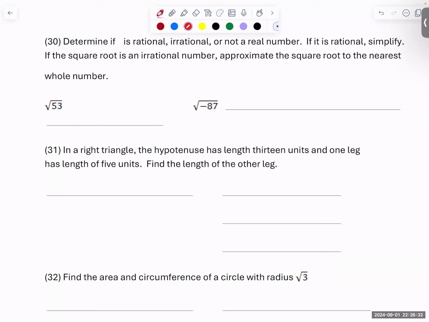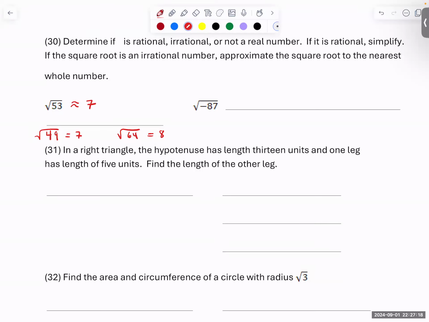So 53 is not a perfect square like 4, 9, or 16. And 53 is close to 49, which is a perfect square and has a principal square root of 7. Now, 8 squared is 64, so the principal square root of 64 is 8. Now 53 is closer to 49 than 64, so the square root of 53 is approximately 7.